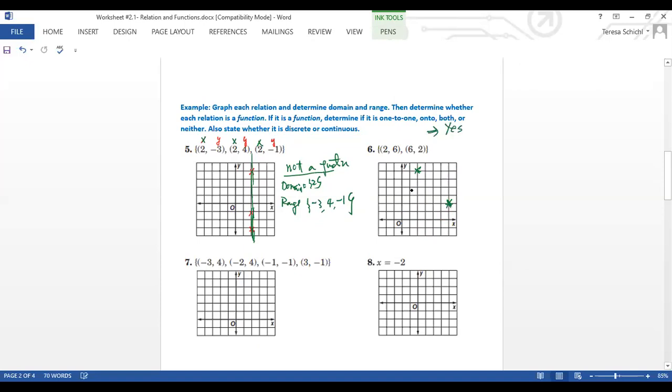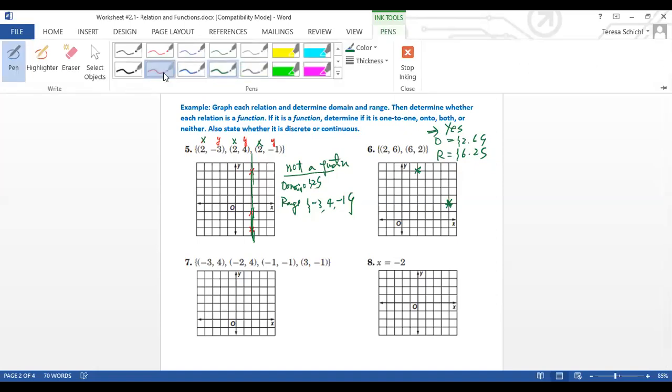So this is a function? Yes. And what is the domain here? The domain here is 2, 6. And the range here is what? 6, 2. So is it 1-to-1, onto, or both? This is both, right? Because it's 1-to-1 and it's onto. That means they cover all the range values here. Okay, now let's take a look at this one here.